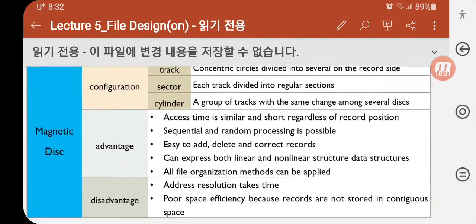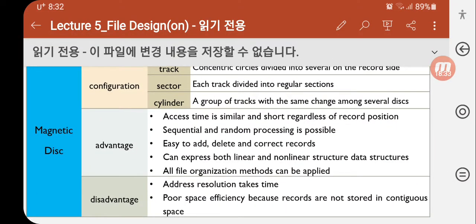Magnetic disk has some advantages. Access time is similar and short regardless of record positions. Sequential and random processing is possible. It is easy to add, delete, and correct records. It can express both linear and nonlinear structure data, and all file organization methods can be applied.